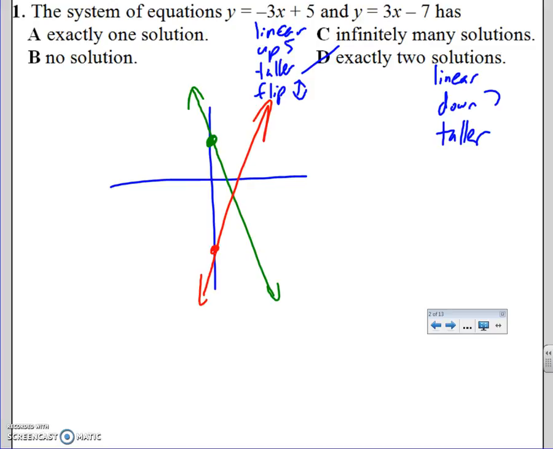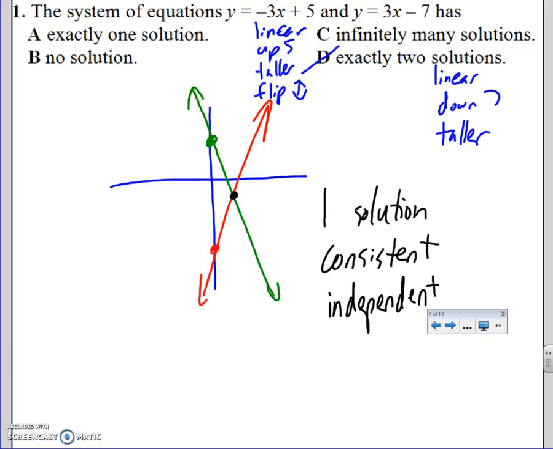So I know this intersects once. So if they cross, that's their solution. So we have one solution. It is consistent. Remember, consistent means has a solution. Inconsistent means no solution. And independent means only one.